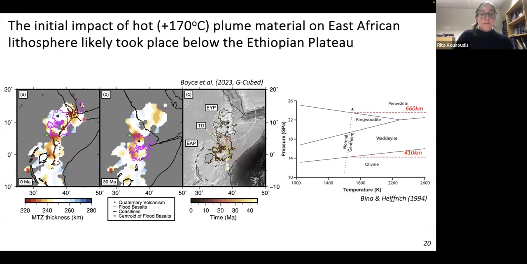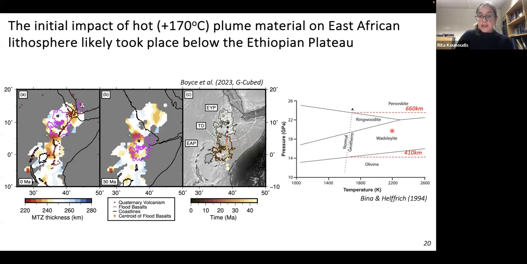So firstly, by using plate reconstructions, so reconstructing where the African plate was 30 million years ago when the main flood basaltic province developed, we find that the initial phase of the plume magmatism likely developed below the plateau, not below the Turkana Depression. So looking at the plot on the left, what you can see is mantle transition zone thickness, and that's broadly analogous to the temperature of the mantle. So wherever you see a thin mantle transition zone, you typically have higher, hotter mantle.